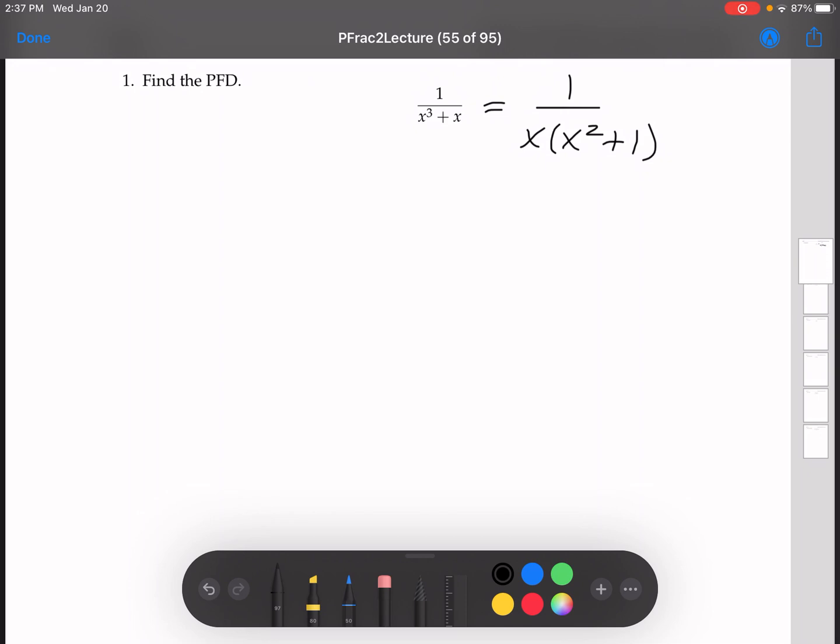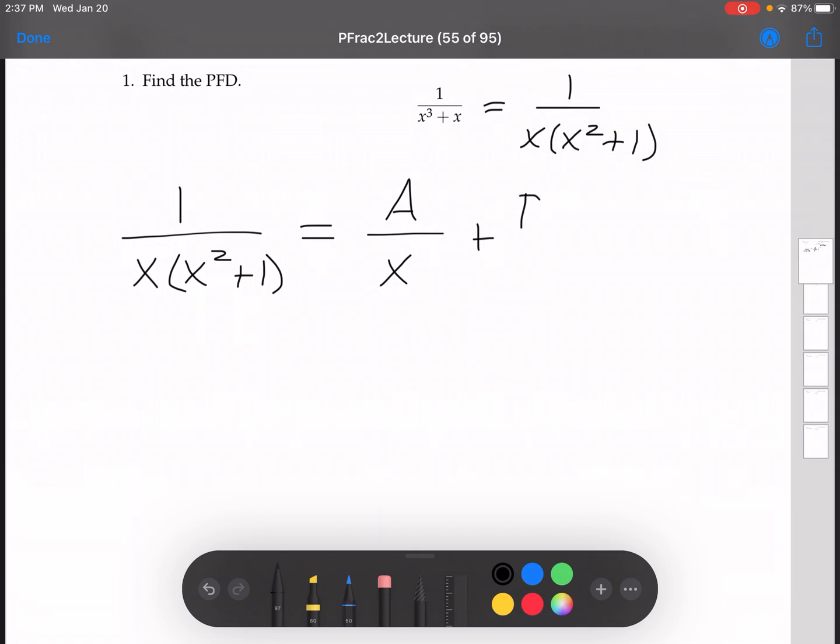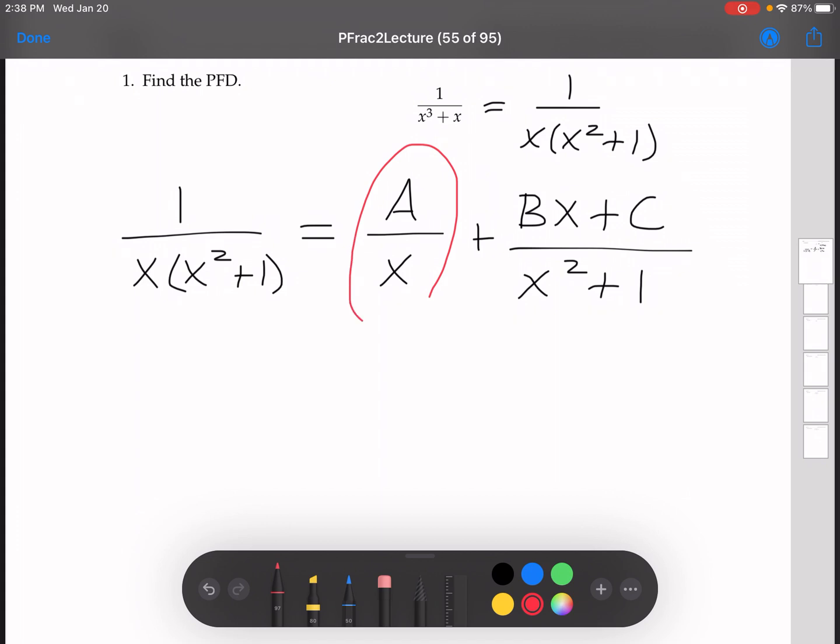And we're going to write this as, so the setup, right, is 1 over x times (x squared plus 1) equals a over x plus bx plus c over x squared plus 1. All right, now I know that probably looks awfully odd to many of you. And the way I want to explain it is let's look at this piece right here.